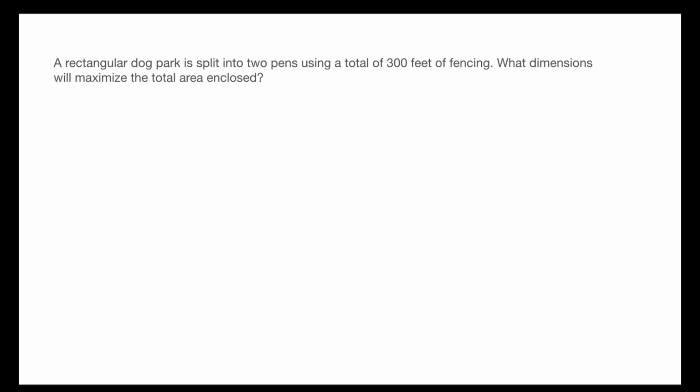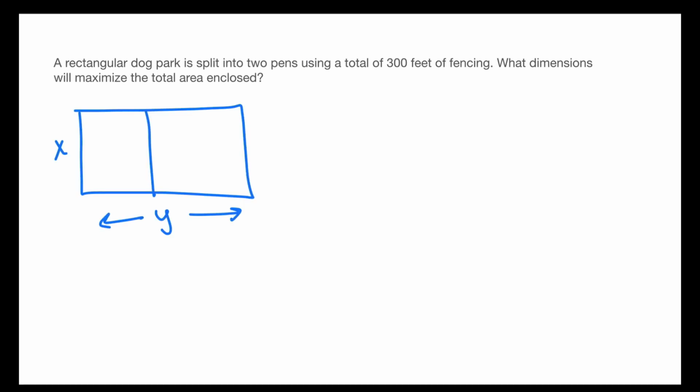This problem says a rectangular dog park is split into 2 pens using a total of 300 feet of fencing. What dimensions will maximize the total area enclosed? So I'm going to draw a picture. We've got this rectangular region, and then we're going to put a divider in it so it's been split into 2 pens. I'm going to label some things.